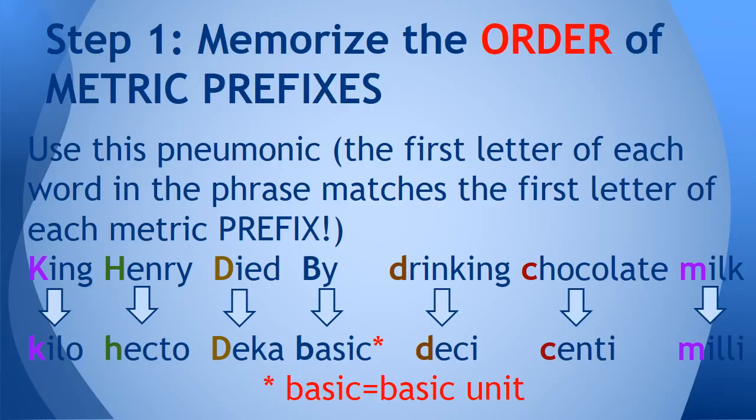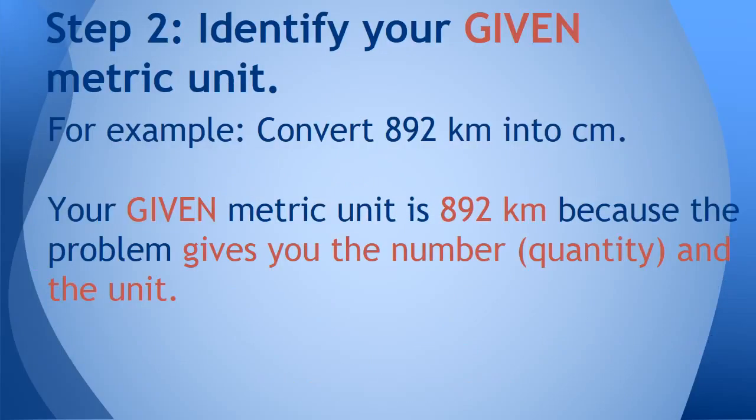Step 1. Memorize the order of metric prefixes. Remember the mnemonic. King Henry died by drinking chocolate milk. The first letter of each word in that phrase matches the first letter of each metric prefix. The K in king stands for kilo, the H in Henry stands for hecto, the D in died stands for deca, the B in by stands for basic unit, the D in drinking stands for deci, the C in chocolate stands for centi, the M in milk stands for milli.